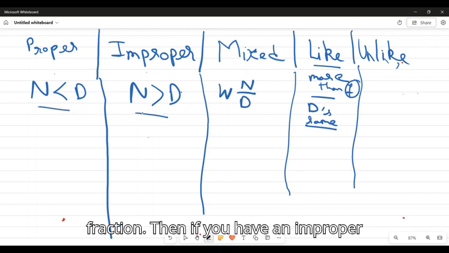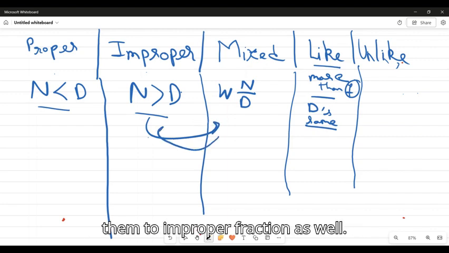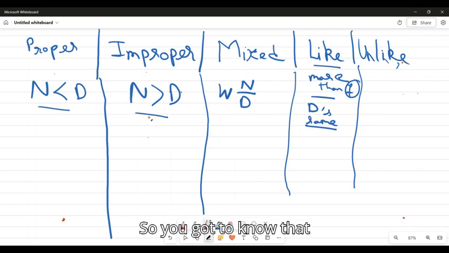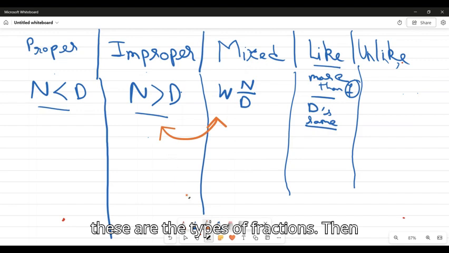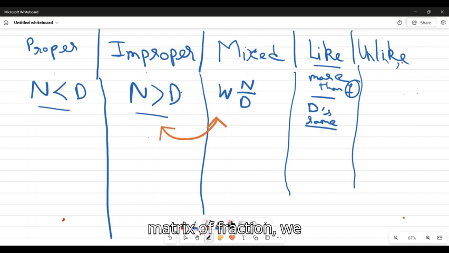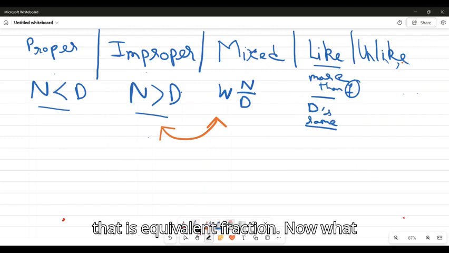If we have an improper fraction, we convert it to a mixed fraction, and vice versa. We can convert them to improper fractions as well. So you got to know that these are the types of fractions. Then, before entering into the operations of fractions, we have another keyword, that is equivalent fraction.